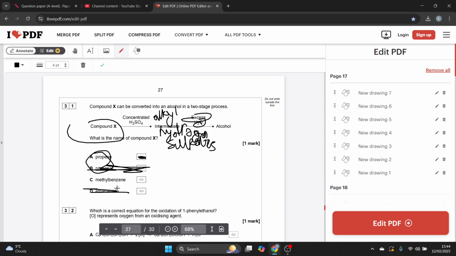Ethanamide, definitely not. Methylbenzene, I guess some students could go for that, but remember, methylbenzene is just a benzene ring and a methyl group attached to it. There are no carbon-carbon double bonds, so it's not an alkene. Name of compound X, it's got to be an alkene. So it's got to be propene.